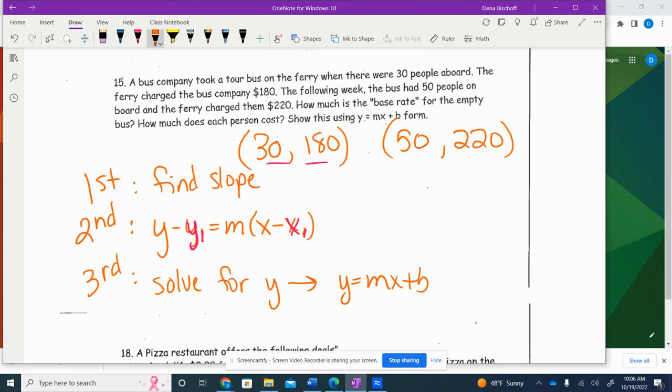So once you do that, you have two questions. It says, what is the base rate? Meaning, what's the beginning value? B for the bus. And then the second part says, what is the cost per person? That's your slope.